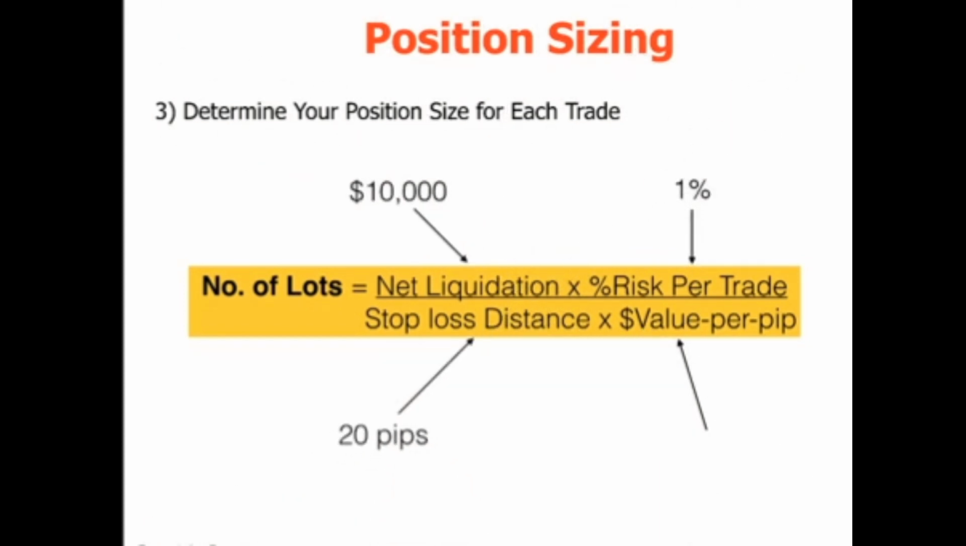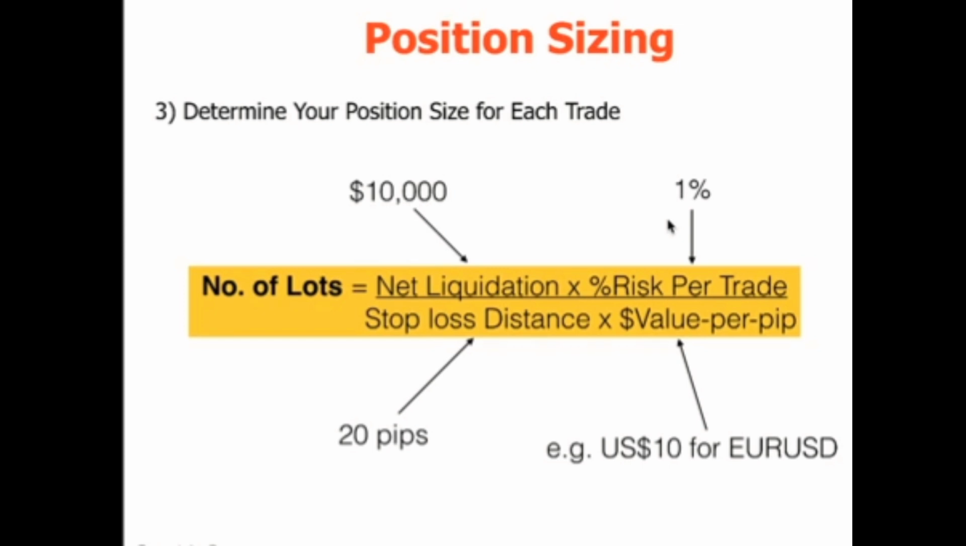So this pip value depends upon the kind of currency pair you are trading. The practical example is what I just showed you on my screen. Let's say your net liquidation is $10,000 and your risk per trade, of course, is 1%. Your stop loss distance is 20 pips. And then, for instance, we are trading Euro USD, and you know that the value per pip for Euro USD per standard lot is $10.